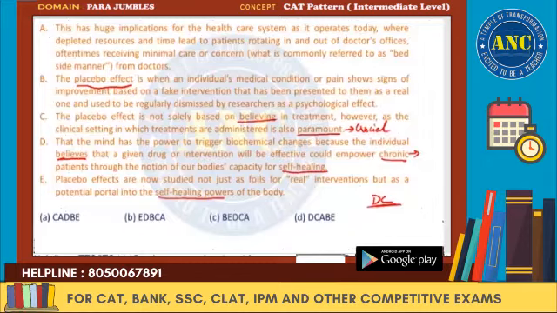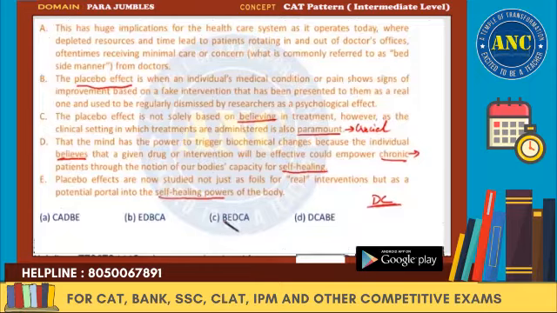This has huge implications for the healthcare system as it operates today, where depleted resources, depleted is reduced, diminished, and time lead to patients rotating in and out of doctors' offices oftentimes receiving minimal care or concern from doctors, right? So the entire placebo effect working in appropriate conditions that are being set up, it's a huge implication for the healthcare system. So A is a good way to conclude. He's saying overall, if this will actually work out, it will have huge implications for the overall setup of healthcare system, given that there are less number of doctors and more number of patients at any point in time. So defining the placebo effect itself is a good way to introduce.